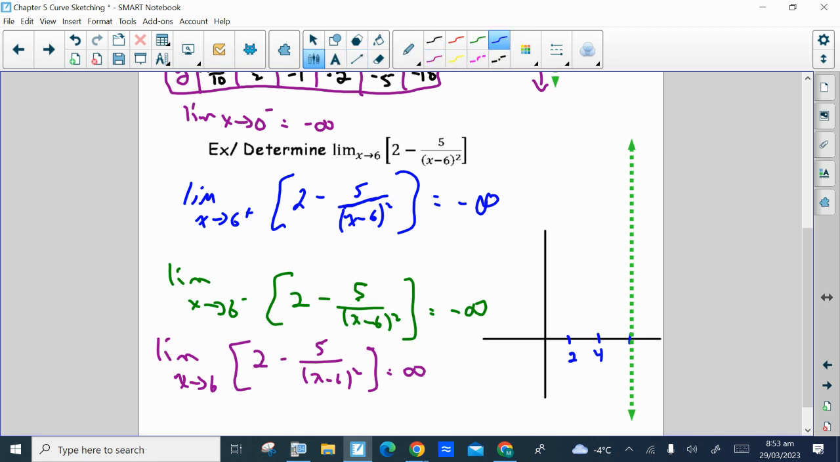Now we know on either side of 6, we're going to be approaching negative infinity. And I need to add the negative sign in front of what I just wrote. They both approach negative infinity on either side of 6, so that limit does exist. And that will be the behavior of the graph as it gets close to that asymptote on either side.